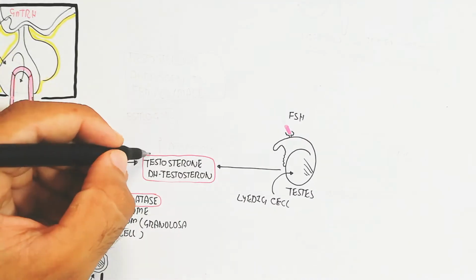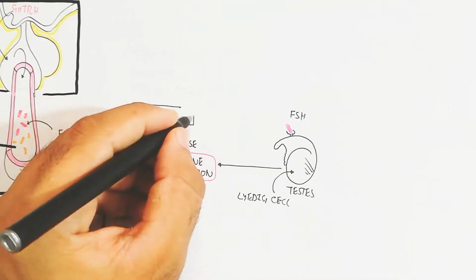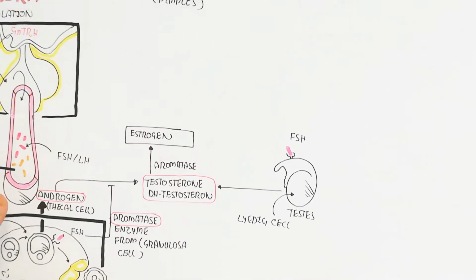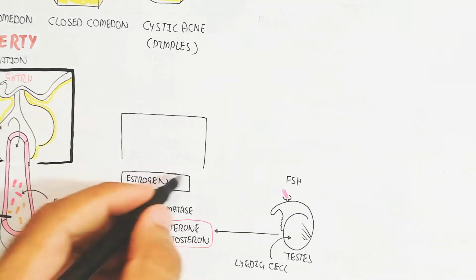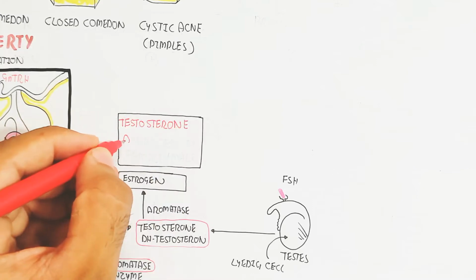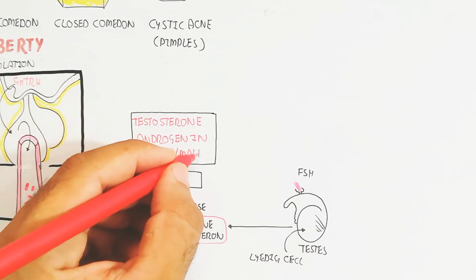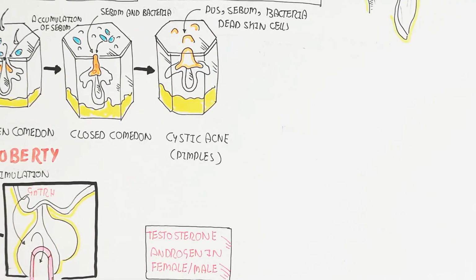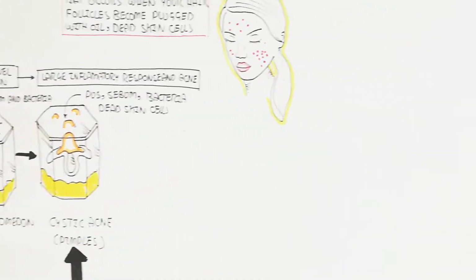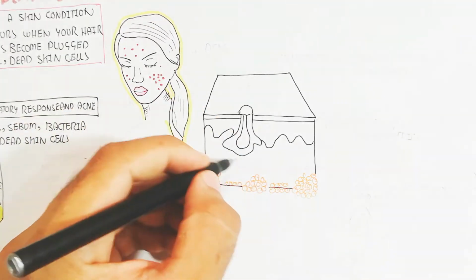But in this case, the rapid puberty state will lead to our production of testosterone, an androgen hormone, in the female and also the male. So this will lead to testosterone, androgen in female and male, which is a drastic change of the physiology, leading to immune activation for cystic acne pimple formation.